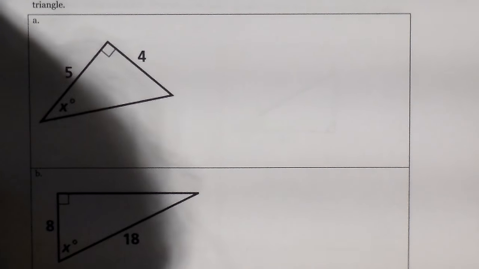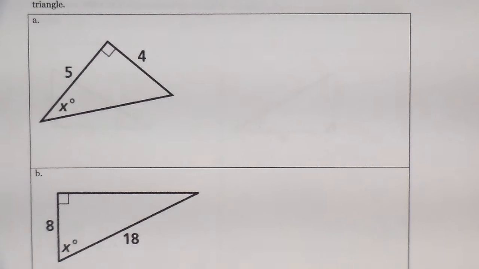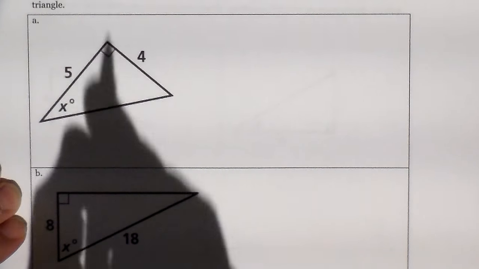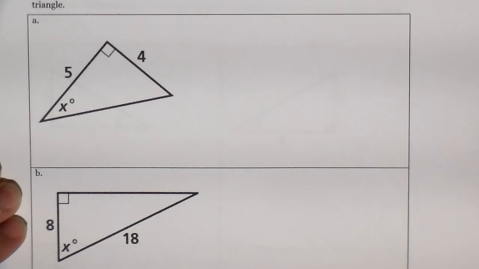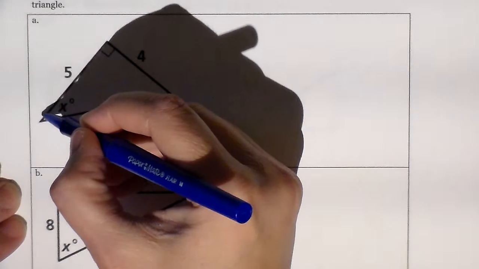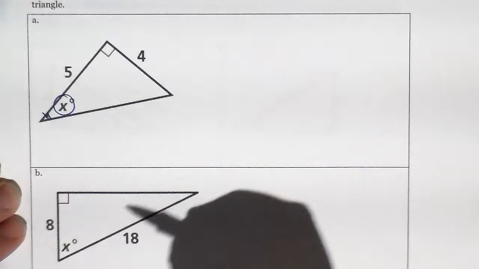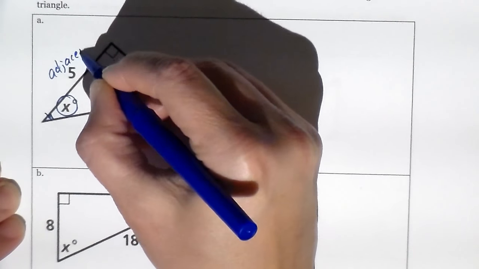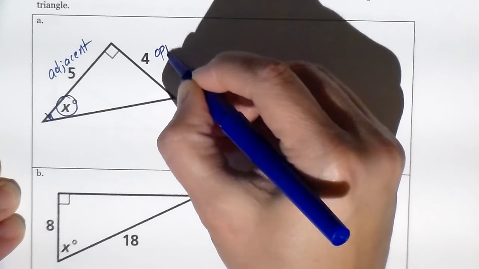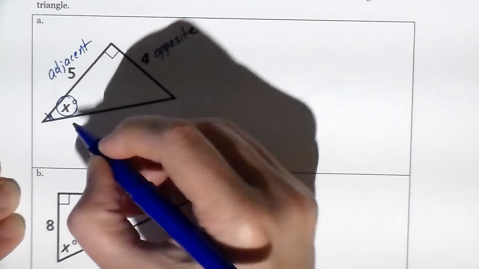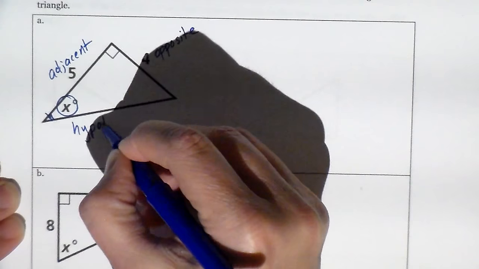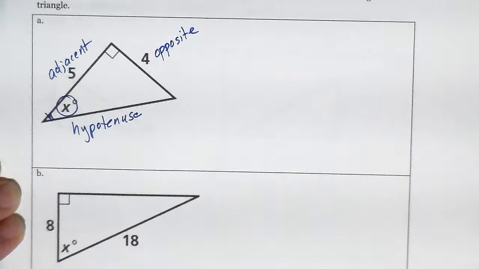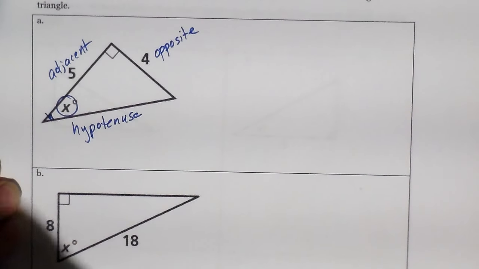Let's look at a couple of examples using inverse trig. So I've got this right triangle. Remember, trig is right triangles. I've got my angle here, x. If that's x, that means this is adjacent. This is opposite. And this is hypotenuse. So those are my three sides.